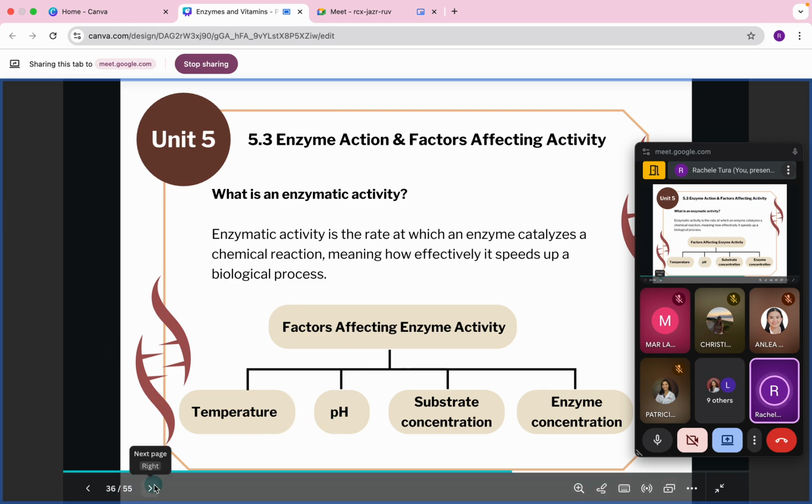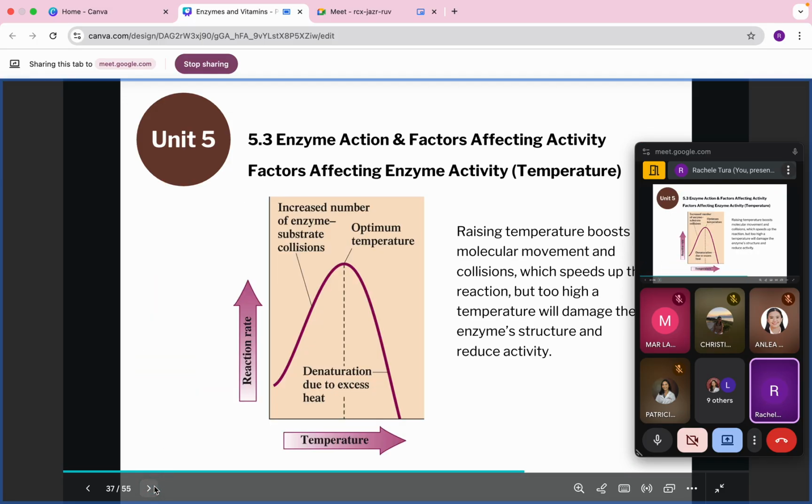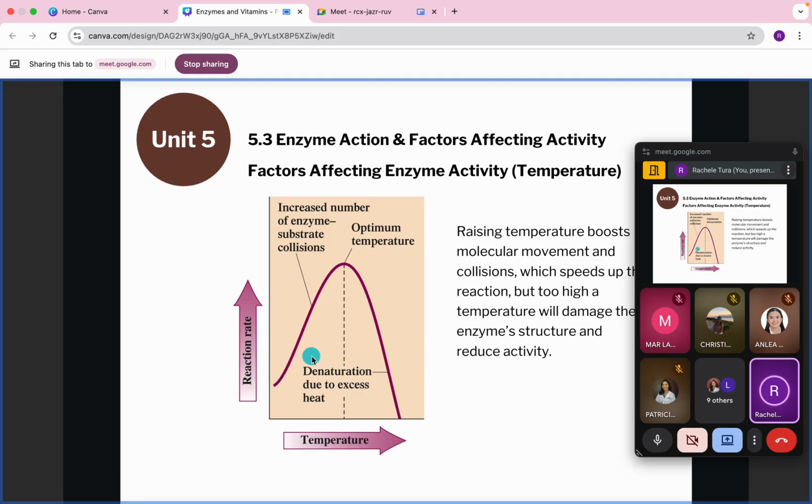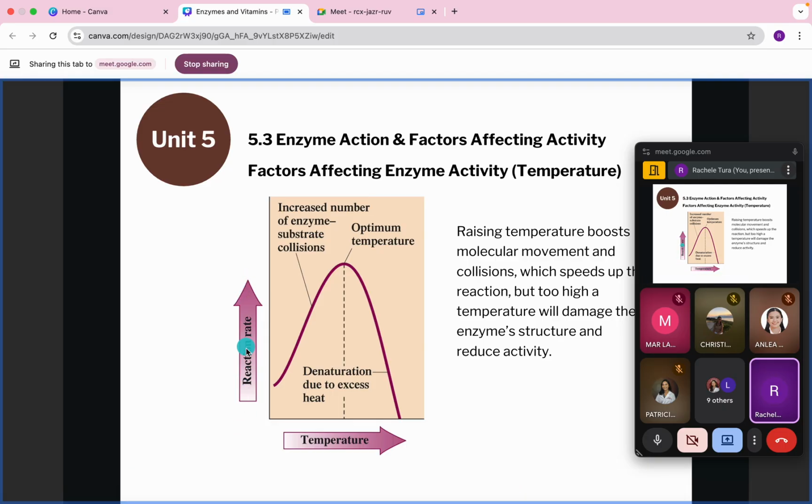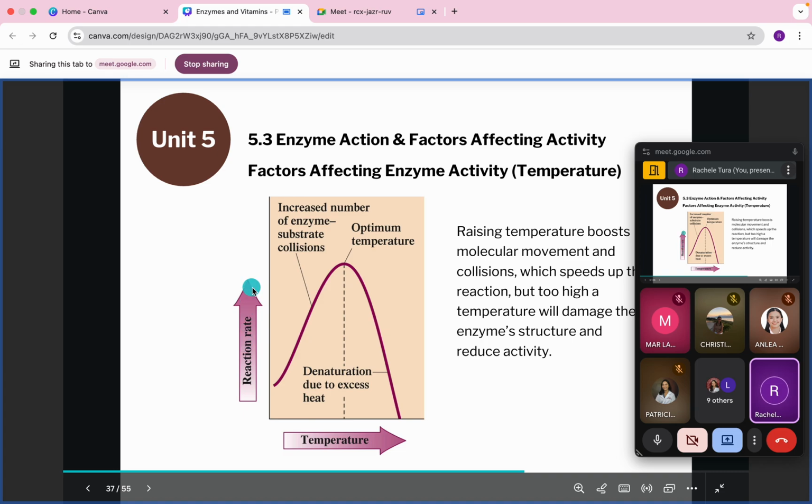So we'll begin here with temperature. How does temperature affect enzyme activity? It is shown here in the graph. Take note that on the x-axis we have the temperature, increasing from left to right, and on the y-axis the reaction rate is increasing from bottom going up.